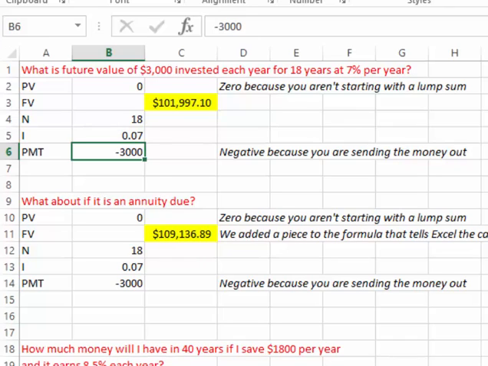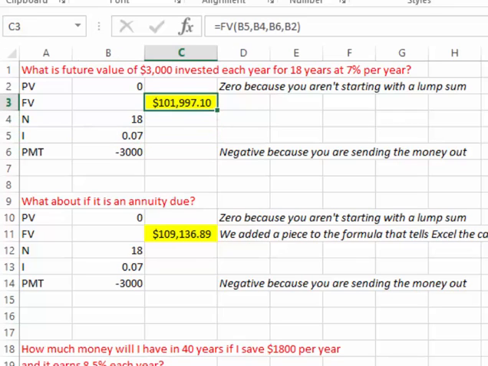We're sending it out to our investment company, to the bank, to whatever. So we're going to have a negative cash flow there, and the result is we're going to have a nice big positive cash flow in the future. So this confirms our answer earlier that after 18 years of investing $3,000 at the end of each year, by the way, this is an ordinary annuity, we'll end up with $101,997.